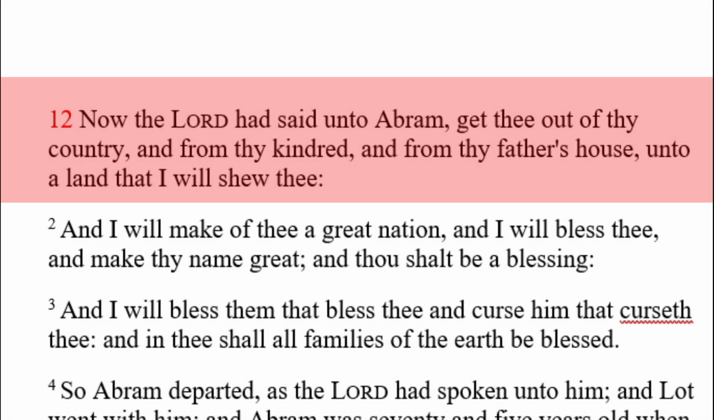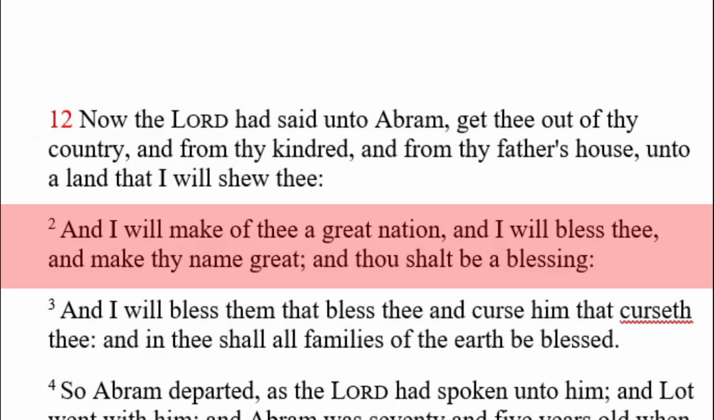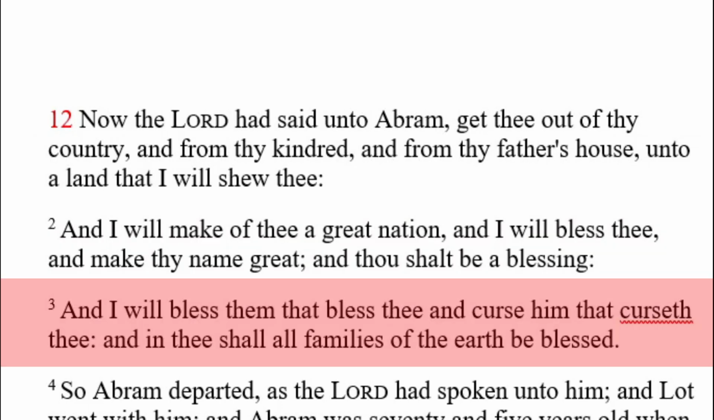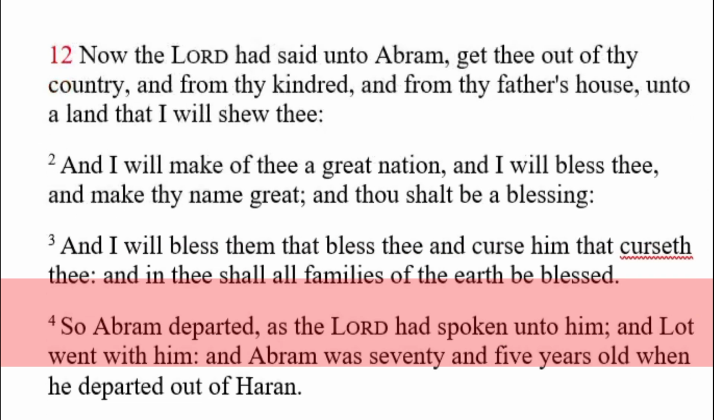Let's read Genesis 12. Now the Lord said to Abram, "Get out of your country, from your kindred and from your father's house, to a land that I will show you. And I will make of you a great nation. I will bless you and make your name great, and you shall be a blessing. And I will bless them that bless you, and curse him that curses you. And in you all families of the earth shall be blessed."